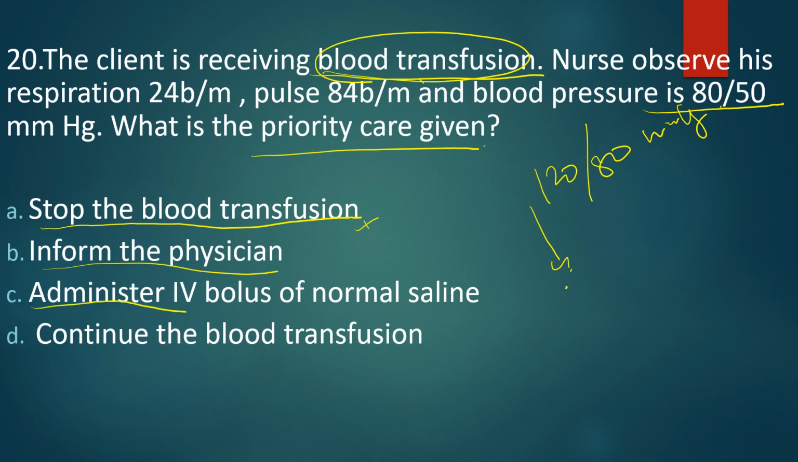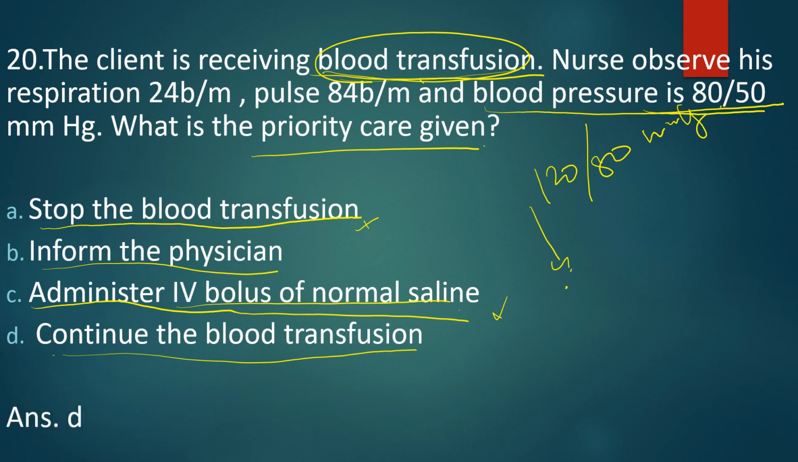Next is administer IV bolus of normal saline. This is also not possible, because the patient is already taking a blood transfusion, and administering an IV bolus of normal saline will make no change at all. And next is continue the blood transfusion. The patient's blood pressure is already 80 by 50 mmHg, so you have to continue the blood transfusion. D is the right answer.